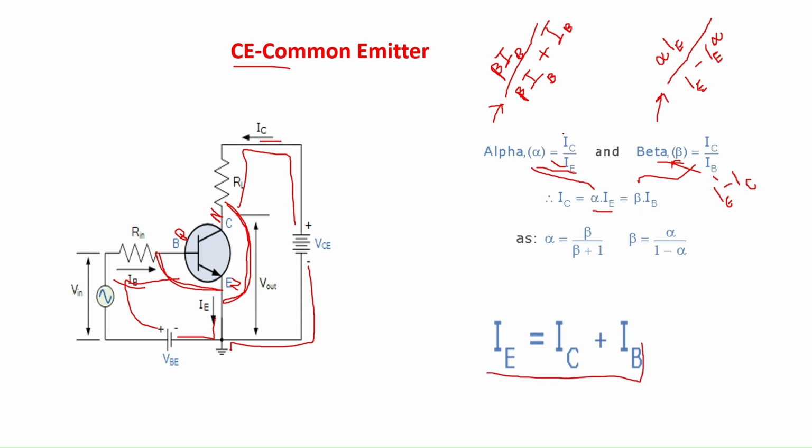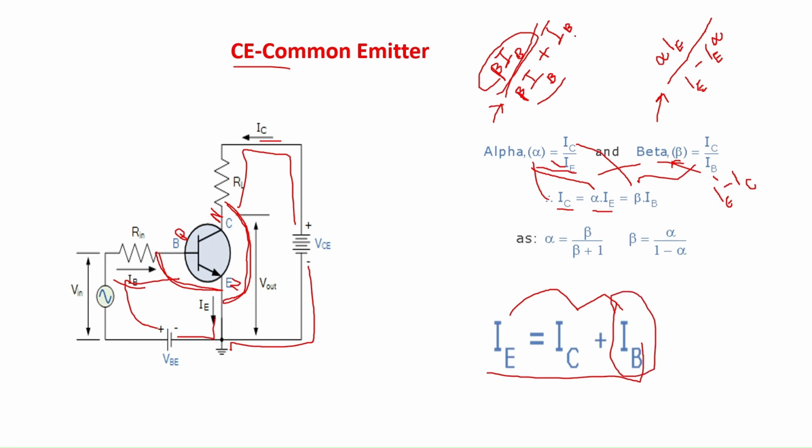Now let us substitute this equation for IC in both alpha and beta. In the equation alpha equal to IC by IE, in place of IC we are going to substitute beta IB. For IE, we know that the emitter current IE equals collector current IC plus base current IB. So instead of IE we will be substituting IC plus IB, and in place of IC we will be substituting beta IB. Then for this IB we are just using it as IB.